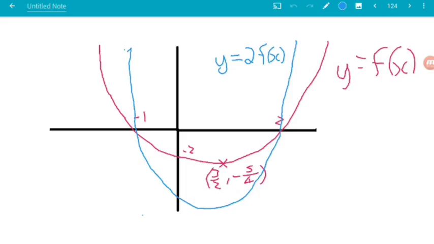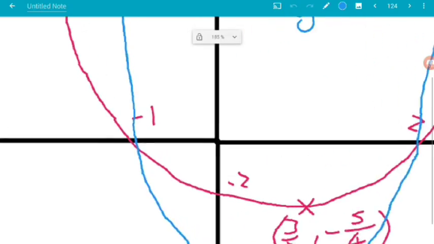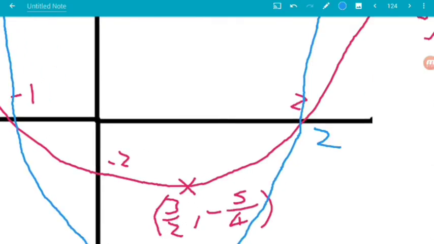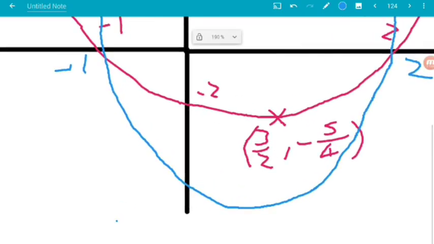So first of all then, f of x is a quadratic. It has x-intercepts at minus 1 and positive 2, a y-intercept of minus 2, and a minimum at 3 halves, minus 5 quarters. So, very important to remember when we are transforming functions like this, the x-intercepts, or every x-coordinate, stays the same. It's only the y-coordinates that change. So, the x-intercepts are still at minus 1 and positive 2. Now the y-intercept is going to get multiplied from minus 2 to minus 4.